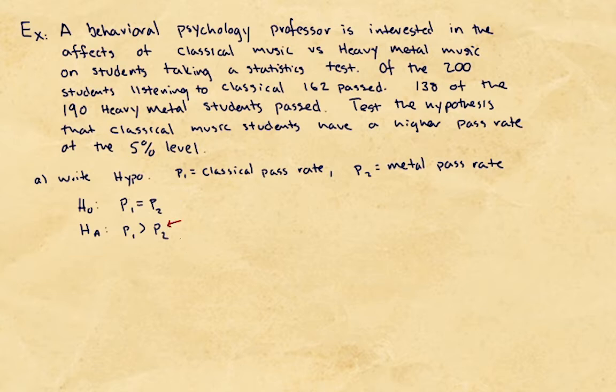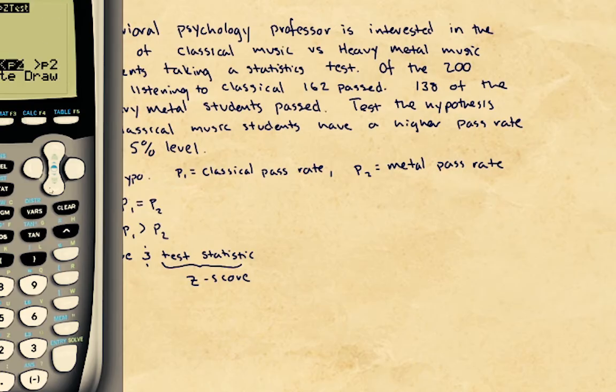What we're testing is if the classical pass rate is higher than the heavy metal pass rate. So that would mean that P1 is bigger than P2.